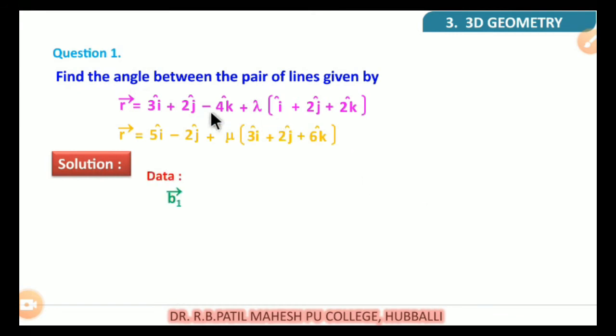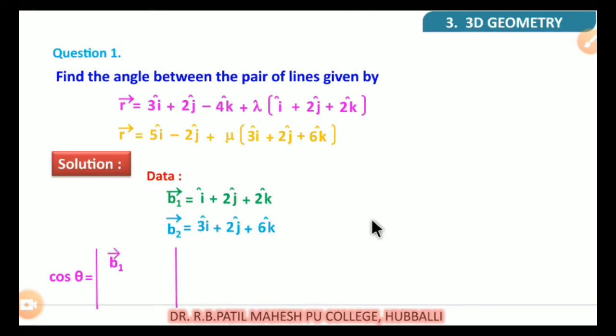Here consider the data. This is in the form of a1 plus lambda b1, and the second line is in the form of a2 plus mu b2. Therefore, b1 value is equal to i plus 2j plus 2k. Similarly, b2 value is equal to 3i plus 2j plus 6k. So we have taken b1 and b2 vector values here. So now cos theta is equal to the whole modulus of b1 dot b2 divided by magnitude of b1 into magnitude of b2. Let us find out all these values.